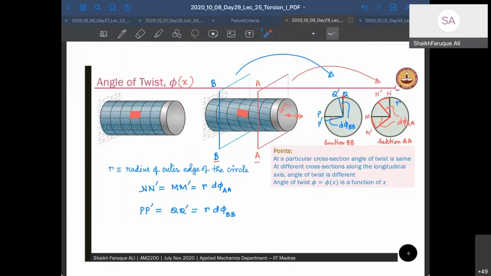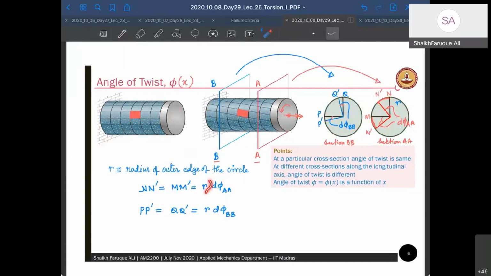So the perpendicular line QP before deformation will remain perpendicular, but will rotate a little bit, and that rotation is given by delta phi BB. Similarly, at cross section A, you will have more rotation, and that is represented by delta phi AA. Now, if the point N has moved to N dash and point M has moved to M dash, similarly point Q has moved to Q dash and P has moved to P dash, I can have this relationship. N N dash is equal to M M dash because it's only a circular rotation.